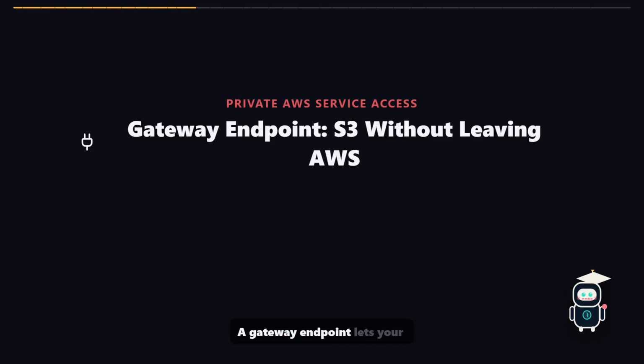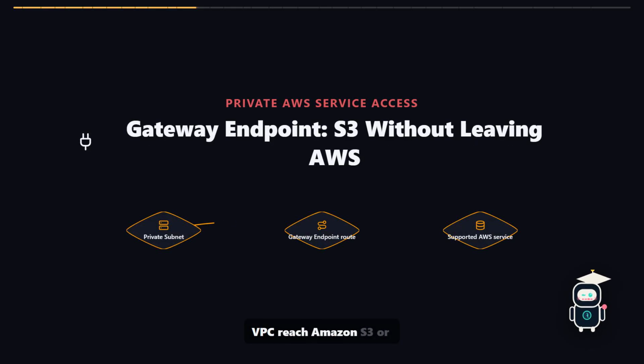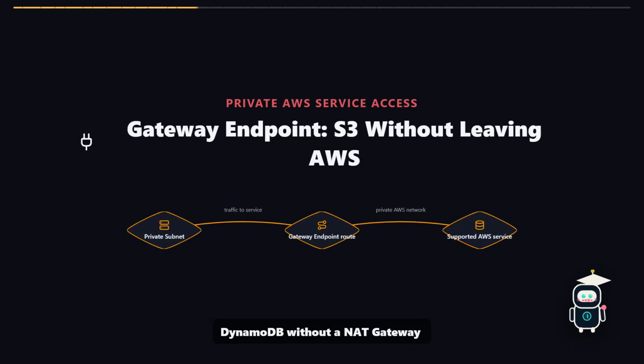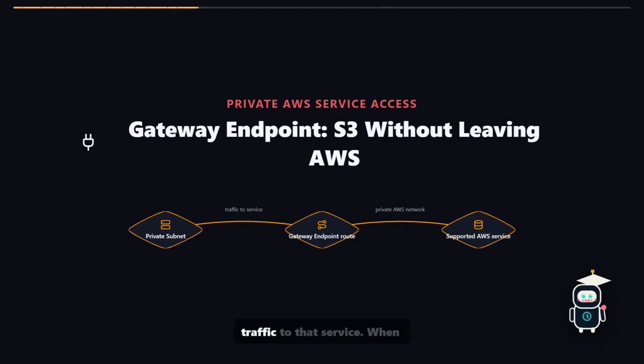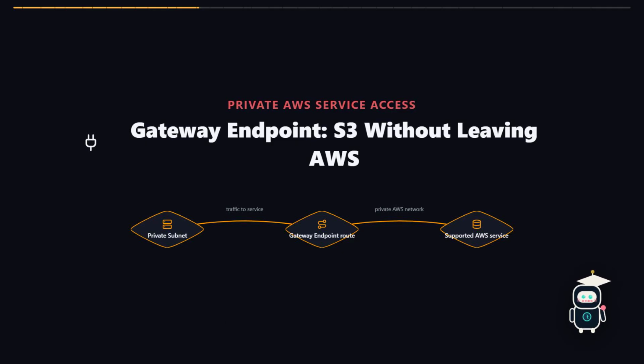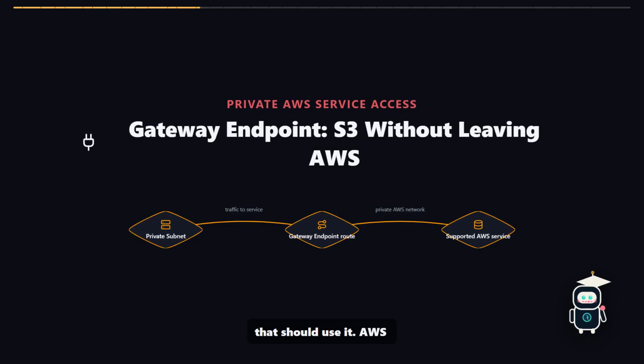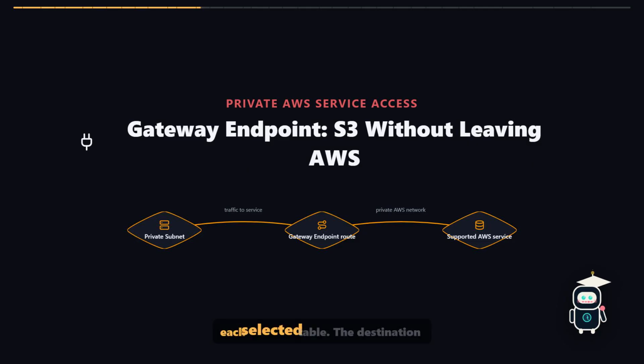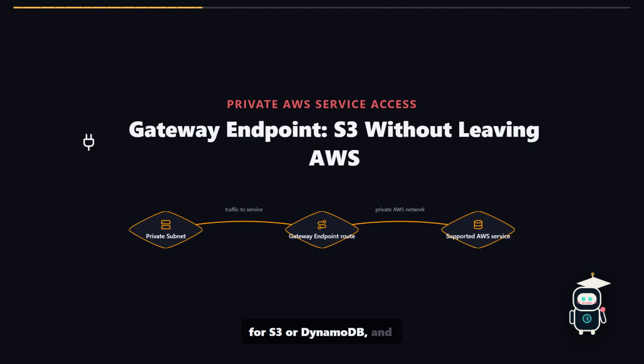A gateway endpoint lets your VPC reach Amazon S3 or DynamoDB without a NAT gateway or an Internet gateway for traffic to that service. When you create a gateway endpoint, you choose the route tables that should use it. AWS automatically adds a route to each selected table. The destination is an AWS-managed prefix list for S3 or DynamoDB, and the target is the gateway endpoint.